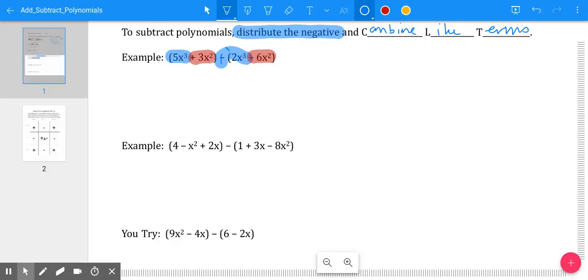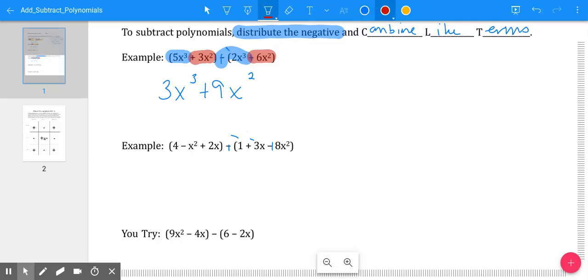So when I combine here, I'll have 5 minus 2, so that's 3x cubed. And then I've got 3 plus 6, so positive 9x squared. And again, when you're adding and subtracting, the exponent and the variables do not change. And then we'll go ahead and try one more. So our second example, again, subtraction, change all the signs after the subtraction sign.